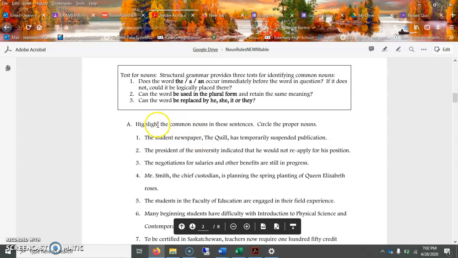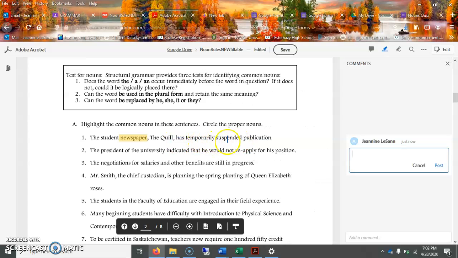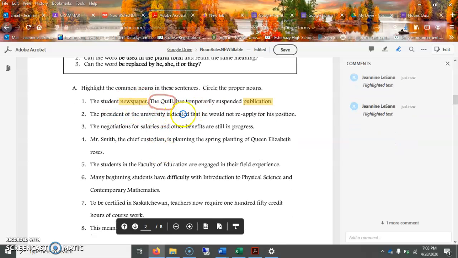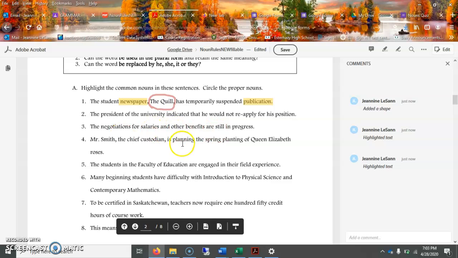So now you would go on here and we would highlight the common nouns in these sentences and circle the proper nouns. So this is the highlight, the common nouns. On this one, newspaper is a common noun. Publication is the common noun, and we are going to circle the proper noun, which is the quill. Okay, so you would do that for all of these. What's the next one and the next one and the next one?